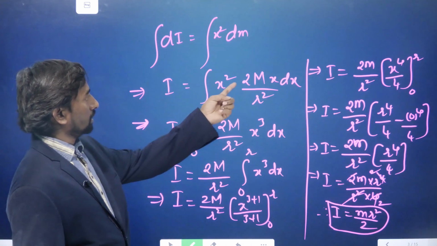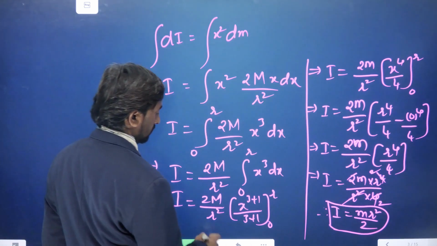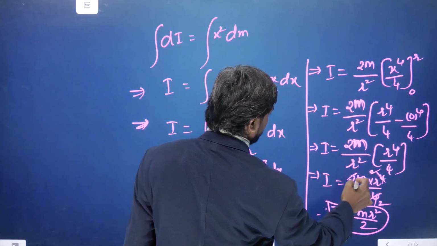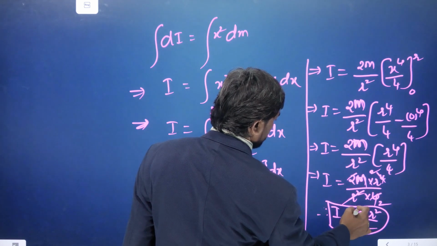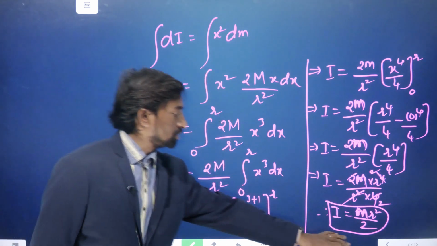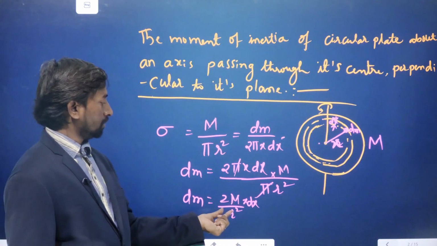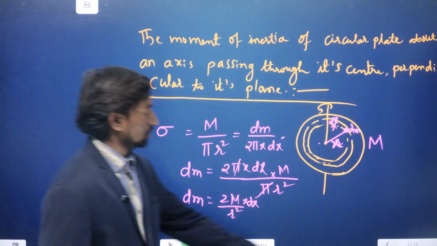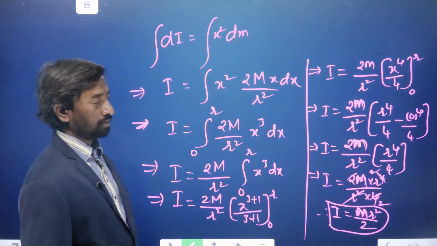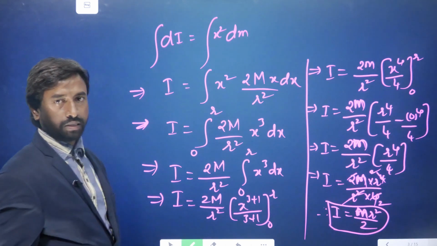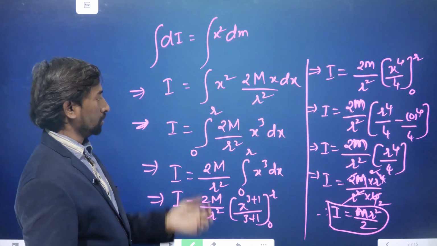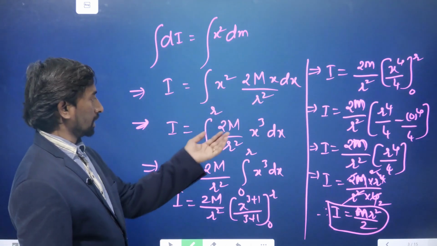Now what dm value did we get? 2 capital M by r square into x dx, from the previous equation. Here it is a capital M only. So we write 2M x divided by r square into dx. Now 2M by r square is a constant, because the mass of the circular plate is constant and the radius is constant, and 2 is also constant, so it can be taken out of the integration.